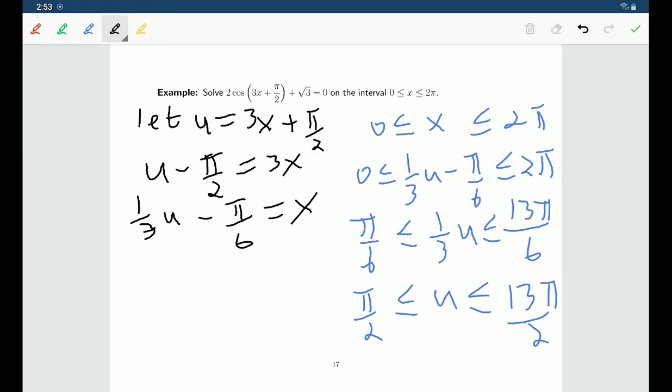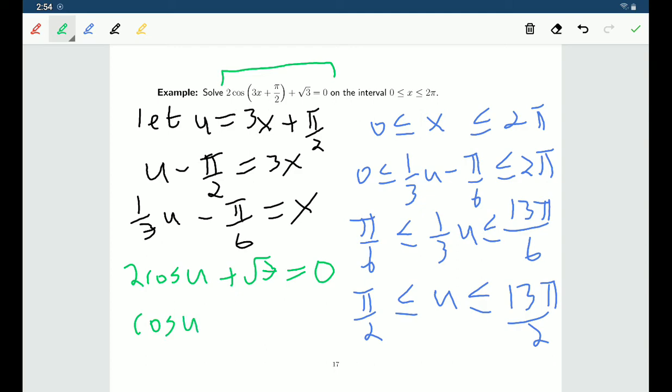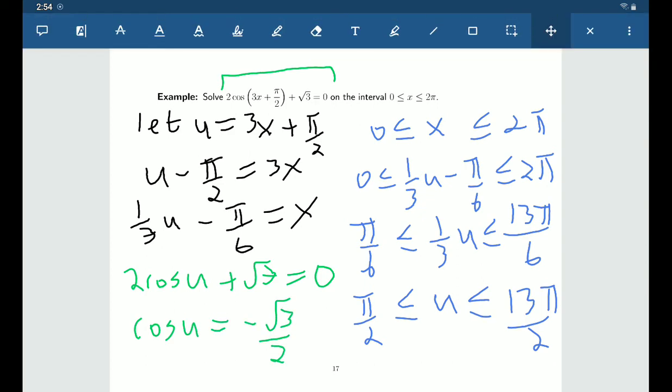Okay, so let's get ready to solve this. And so now I'm going to take my equation and I'll actually do that substitution. We're replacing the inside with u, so we have 2 cosine of u plus root 3 equal to 0. And if we isolate the cosine function, moving the root 3 over to the other side and dividing by 2, we get cosine of u equals negative root 3 over 2. Okay, so let's do some solving.